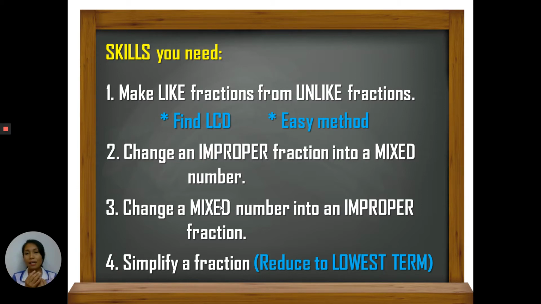Okay. The second skill you have to have is to change an improper fraction into a mixed number. The third one is the other way around, change a mixed number into an improper fraction, and the last one is to simplify a fraction, or reduce a fraction to its lowest term.